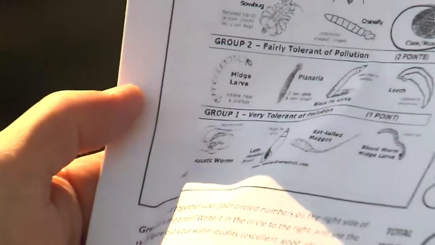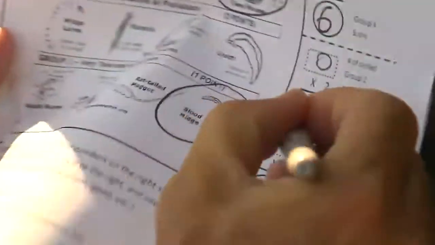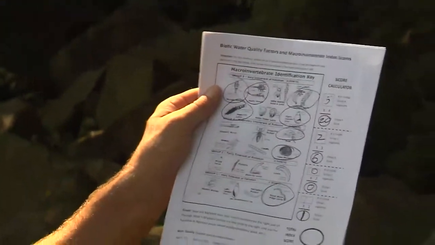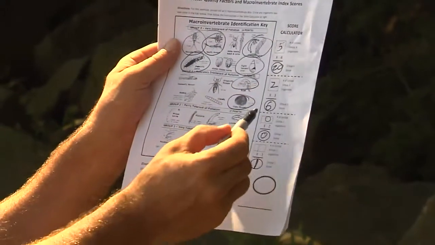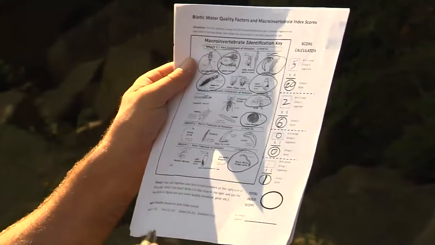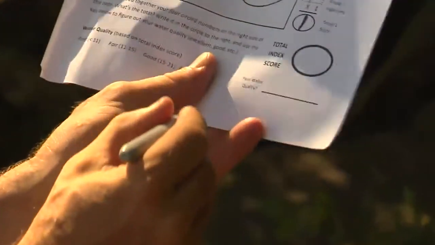And then finally, for group 1, very tolerant to pollution, we did find 1 organism. It was the bloodworm, midge larvae. So we got 1 point for this one, okay? And 1 times 1 is 1. So now if I add up all 4 groups, 20 plus 6 plus 0 plus 1, my total score is what? That's right, my total index score is a 27.